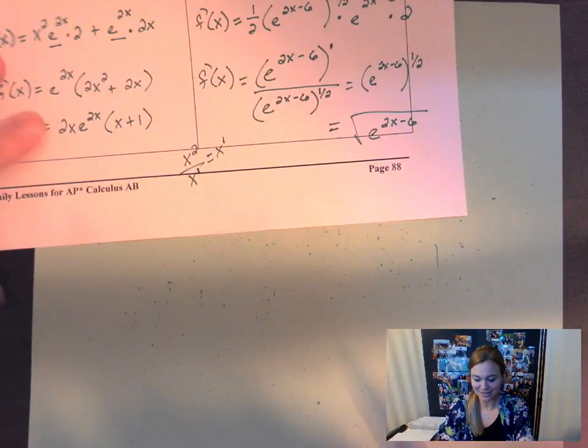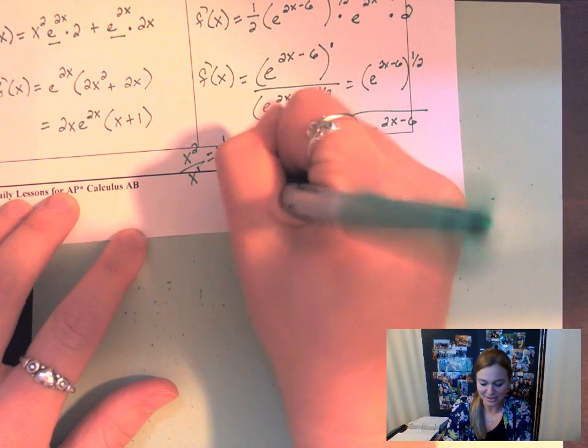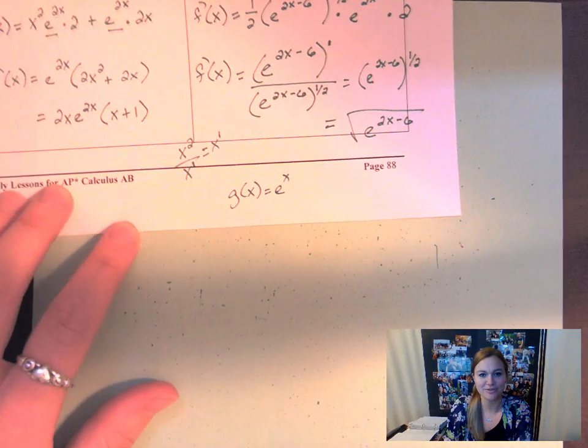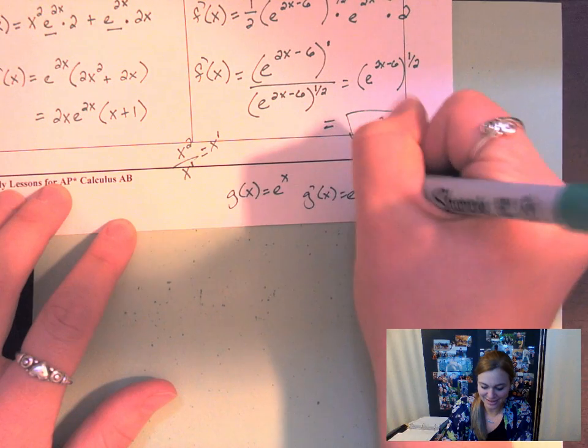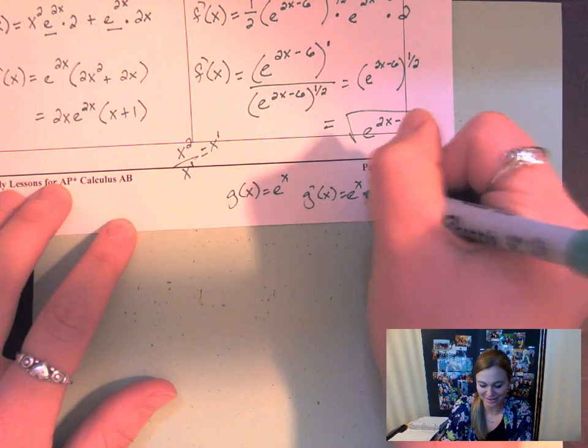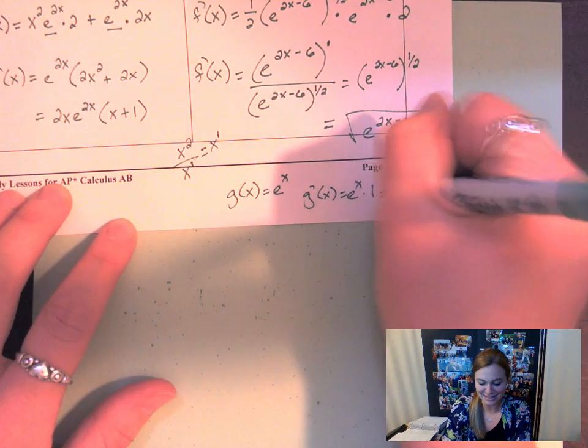Also, fun fact, if I have another function down here, let's say e to the x, what's the derivative of e to the x? E to the anything times the derivative of the anything. The derivative of the anything would just be 1. Hey, it's the same thing.